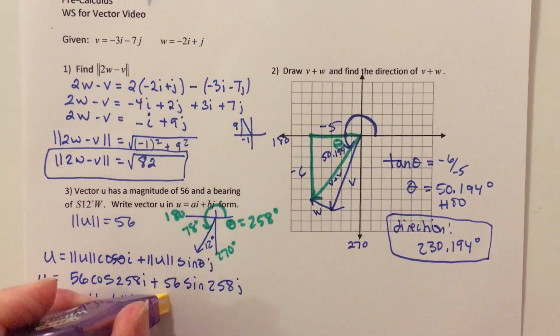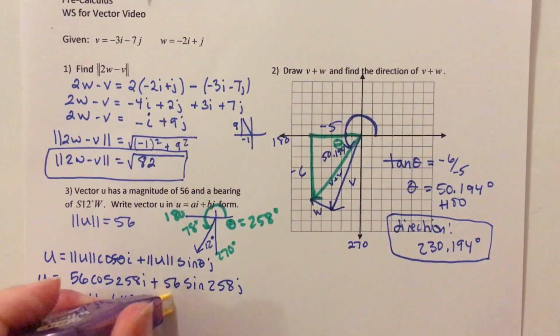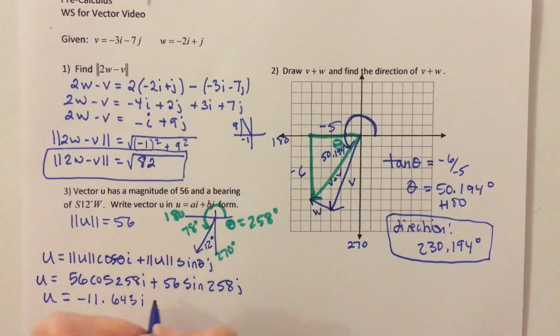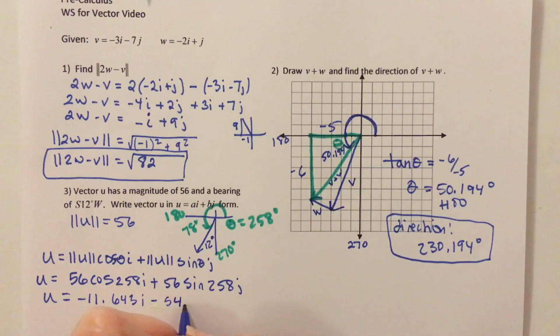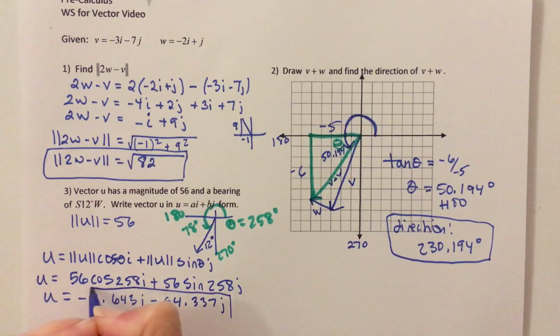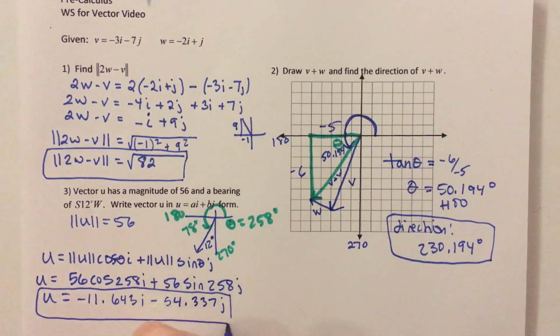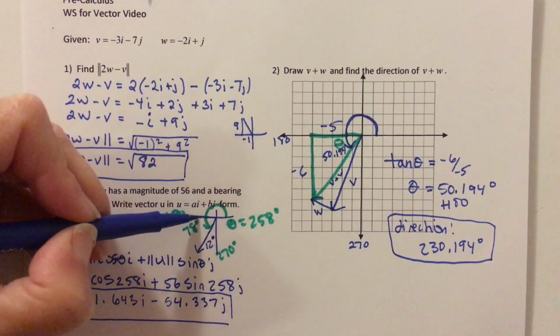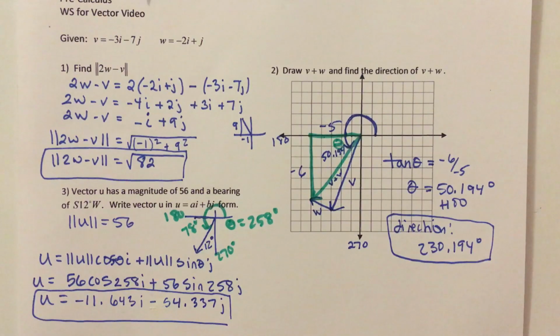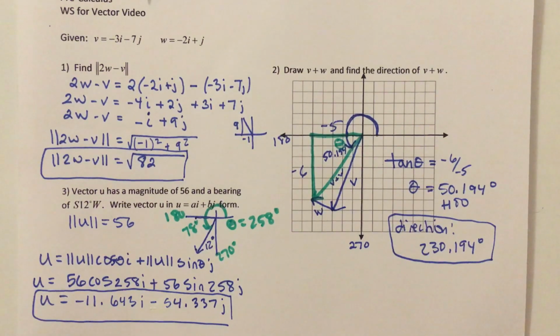Okay. So I know it's a minus because I can see in the picture that the sign is negative. All right, and then it's minus 54.337 j. Okay, and then again, I urge you to look at your picture. Does it make sense that this could go over negative 11 and down negative 54? It's not a guarantee you got it right, but at least you know it makes sense.